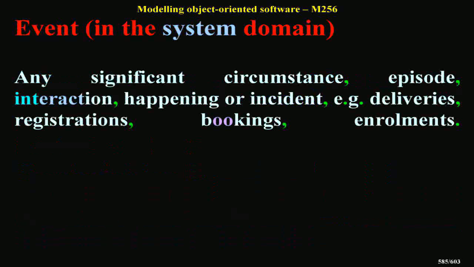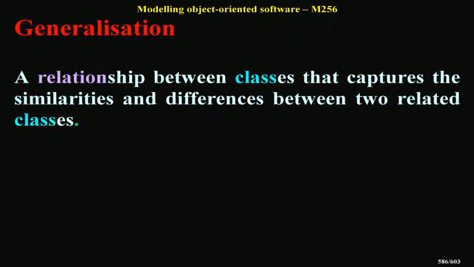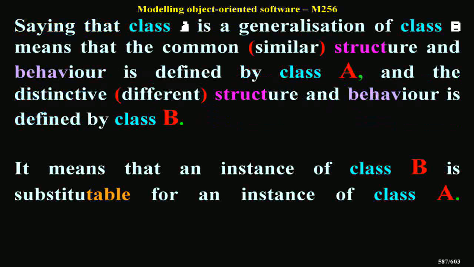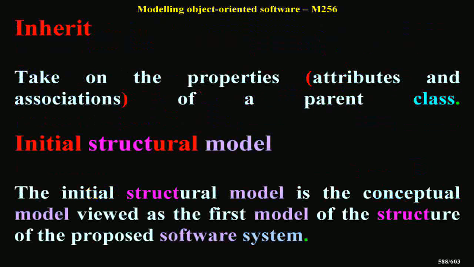Event in the system domain. Any significant circumstance, episode, interaction, happening or incident, e.g. deliveries, registrations, bookings, enrollments. Generalization. A relationship between classes that captures the similarities and differences between two related classes. Saying that class A is a generalization of class B means that the common similar structure and behavior is defined by class A, and the distinctive different structure and behavior is defined by class B. It means that an instance of class B is substitutable for an instance of class A.